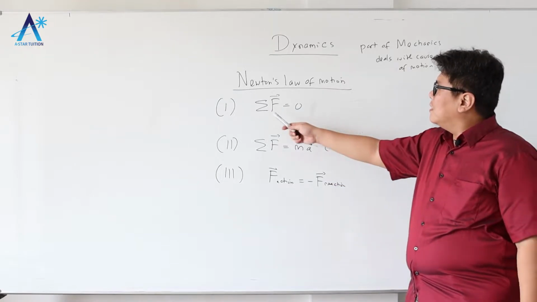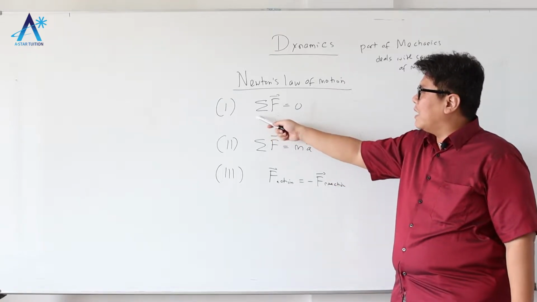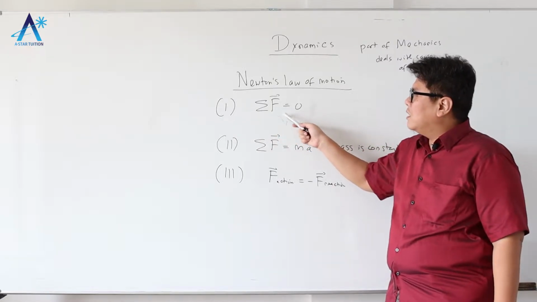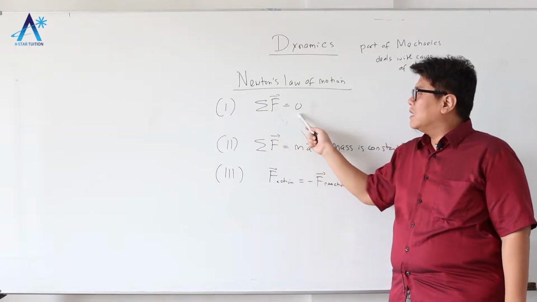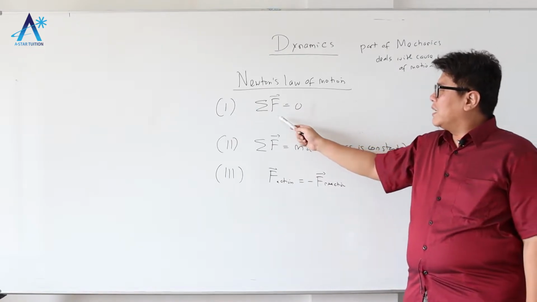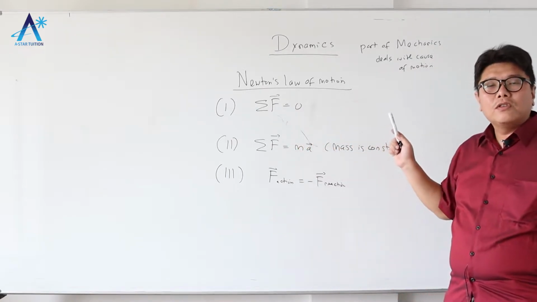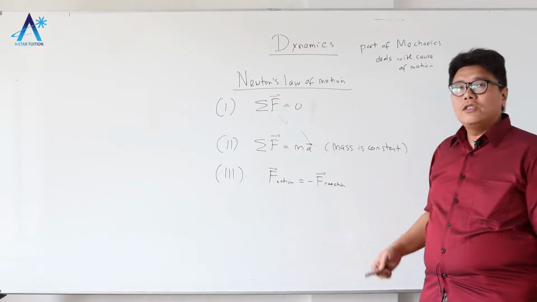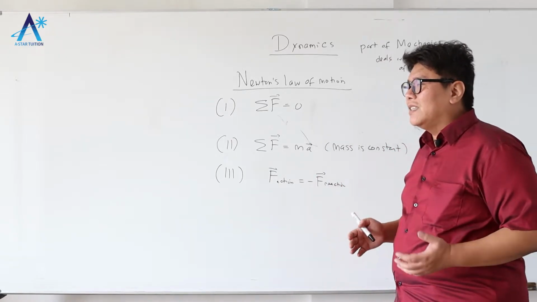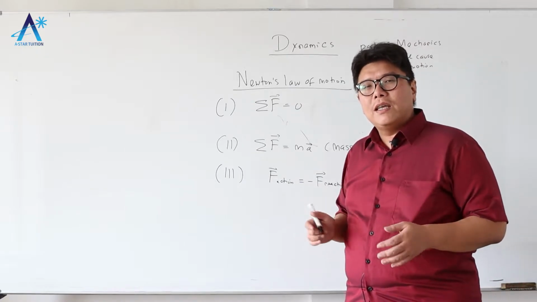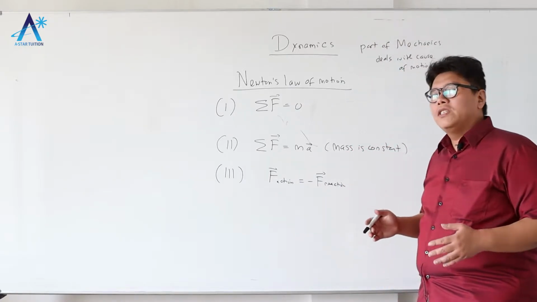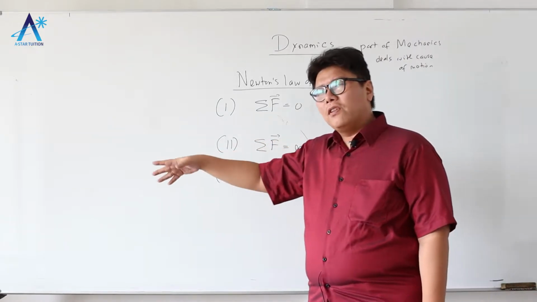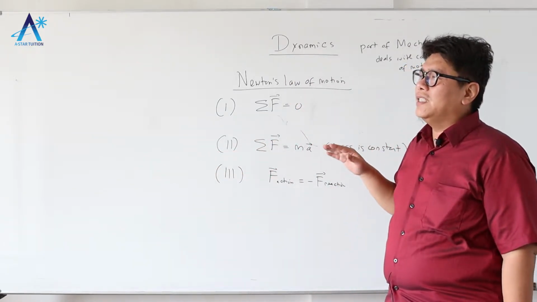The first Newton's law says sigma F equals 0, which means that the resultant force equals 0. So what does it mean? It means that when an object has no resultant force, then the object will experience no acceleration, which means that the state of motion remains the same. What is meant by state of motion is whether an object is moving with a constant velocity or the object is at rest.